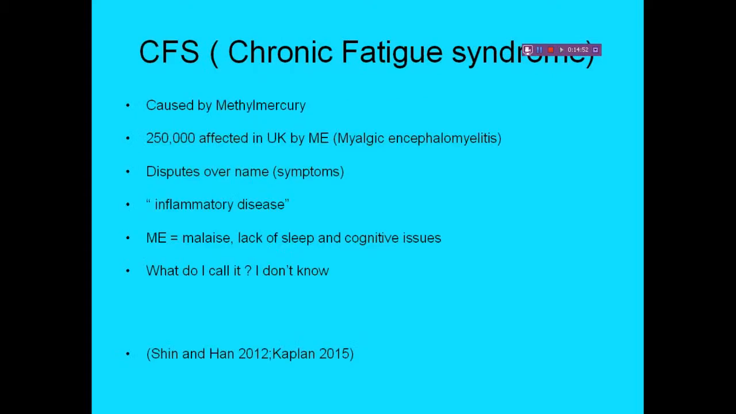So anyway, chronic fatigue syndrome is one of the nervous system issues which is caused by the neurotoxicity of methylmercury crossing the blood-brain barrier. Around 250,000 people within the UK are affected by it each year, and this is also known as myalgic encephalomyelitis, which is quite a mouthful, but there are disputes over the name, so you can just call it chronic fatigue syndrome because it changes its name quite regularly. It may well change back to chronic fatigue syndrome.